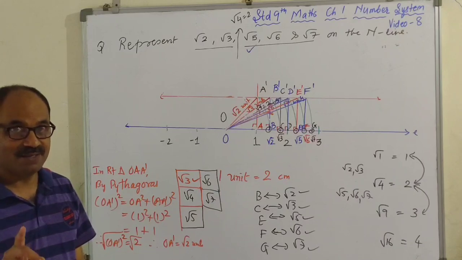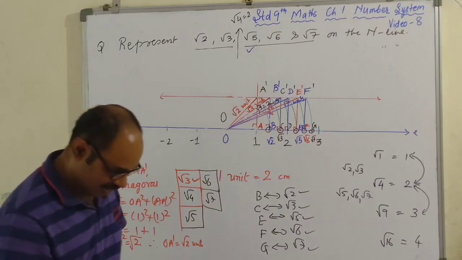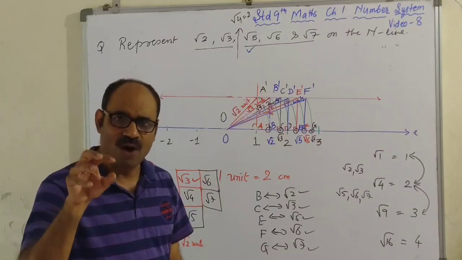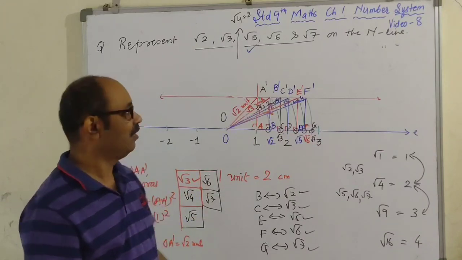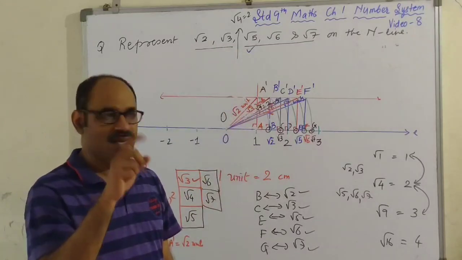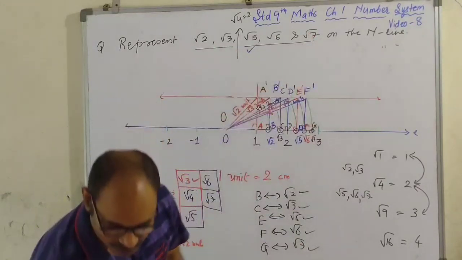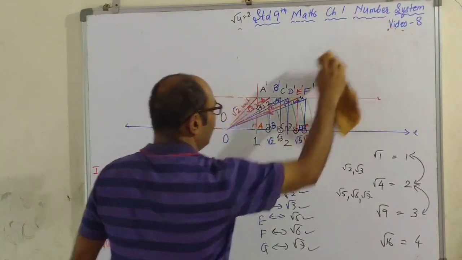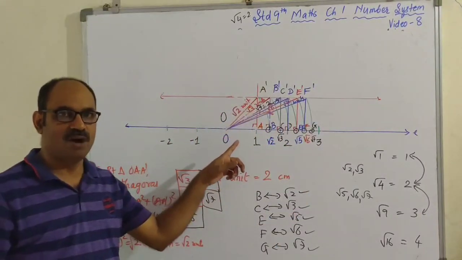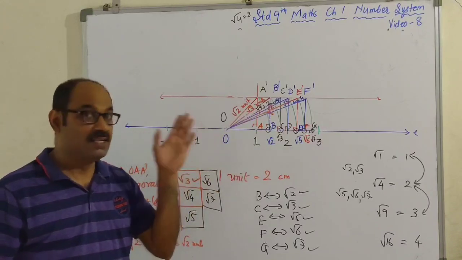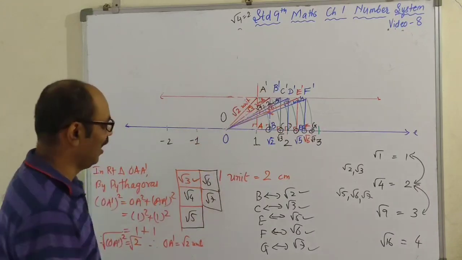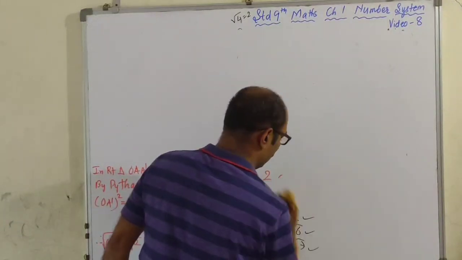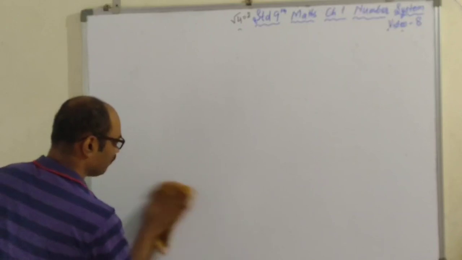Sure? 100%? Okay. Now we will see how to represent only one irrational number on the number line. Not so many, 5 together. Only one. We'll start with root 7. Children, please pay attention. It is going to be very interesting. Alright? Using the same method. This is called the geometric construction method. There is one more method which we are going to see. Right now we are learning only the first method, and that is the geometric construction method.